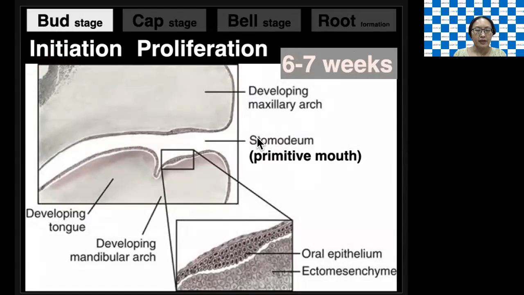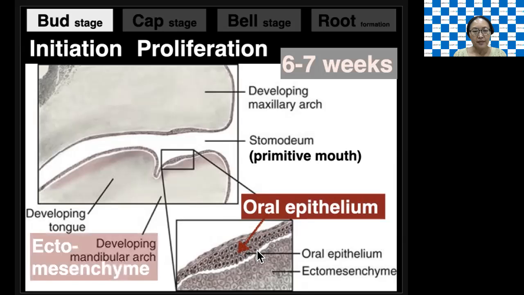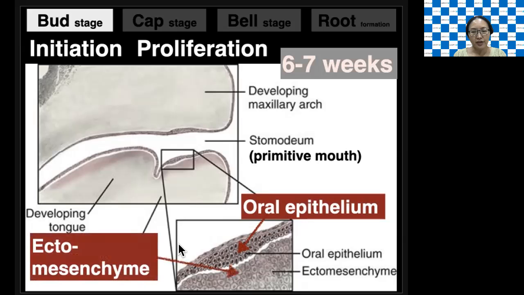This is the stomodeum. It is the primitive mouth. In the future, it will become the oral cavity. And this is the oral epithelium. This comes from the outer part of the ectoderm. And deep to the forming oral epithelium, there is a type of mesenchyme originally from the ectoderm. So we call it ectomesenchyme, which is influenced by neural crest cells that have migrated to this area.